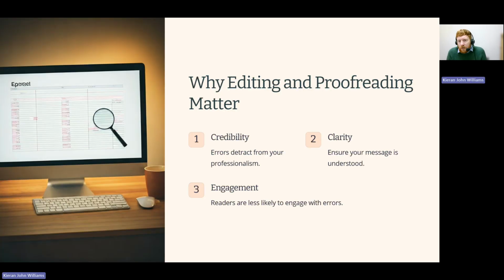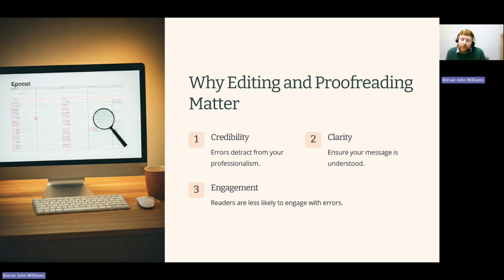So let's think about why editing and proofreading are important. Well, they are important for these three specific reasons relating to credibility, clarity, and engagement. So first, credibility. Remember that your errors can make your work appear rushed or careless. And academic writing, for better or for worse, reflects your own professionalism.